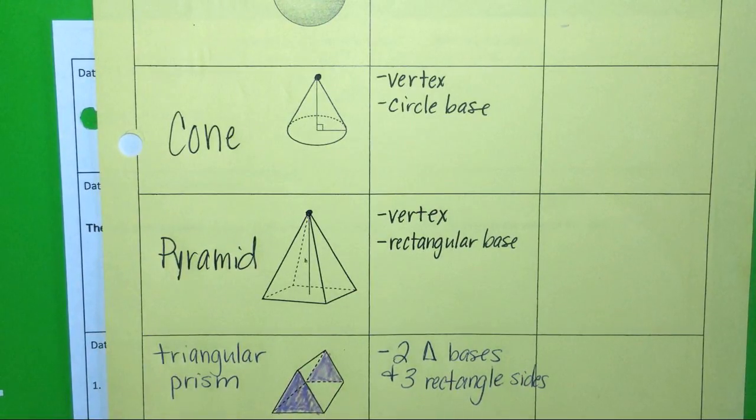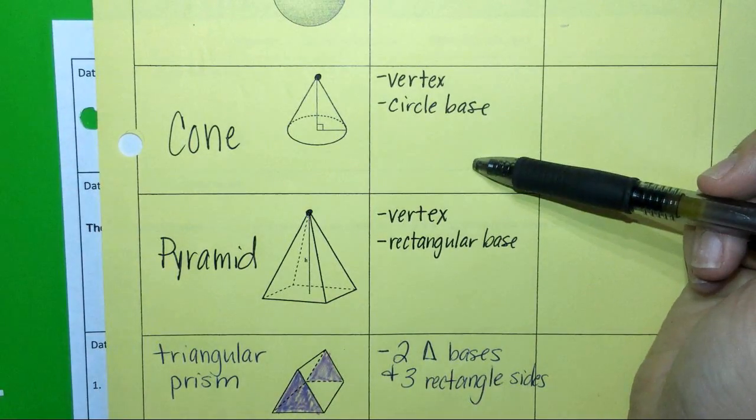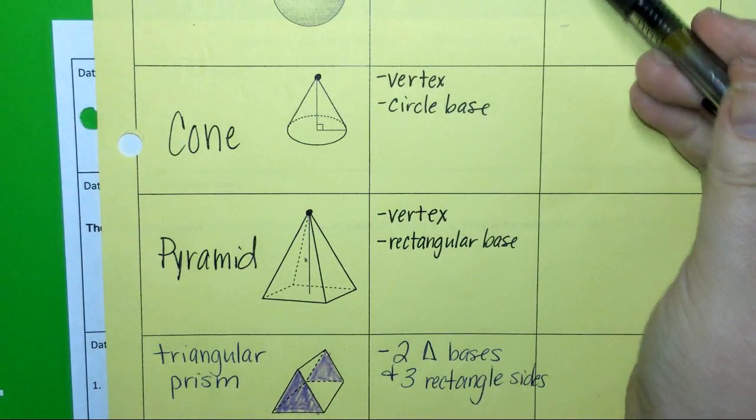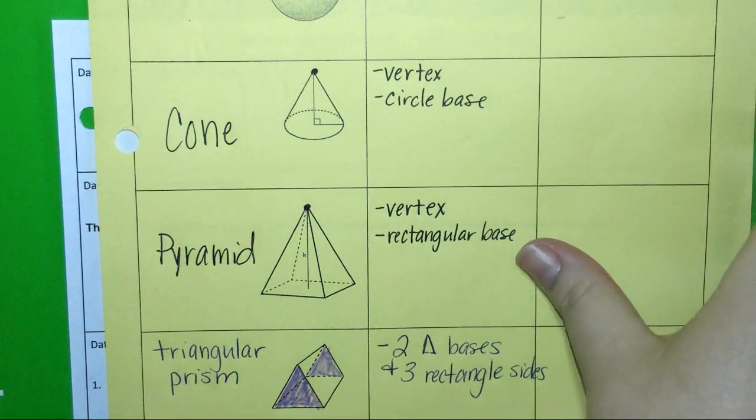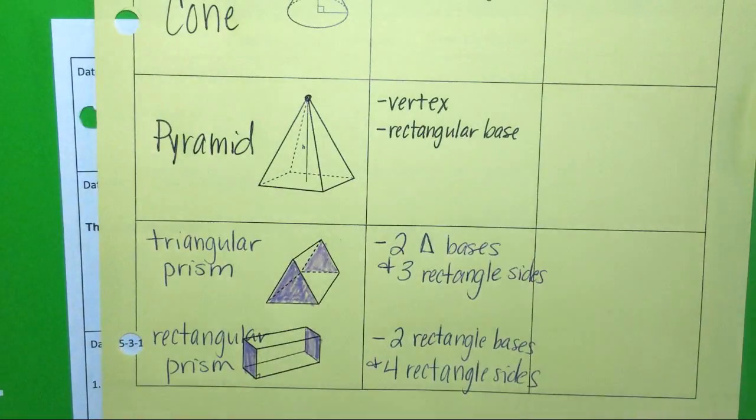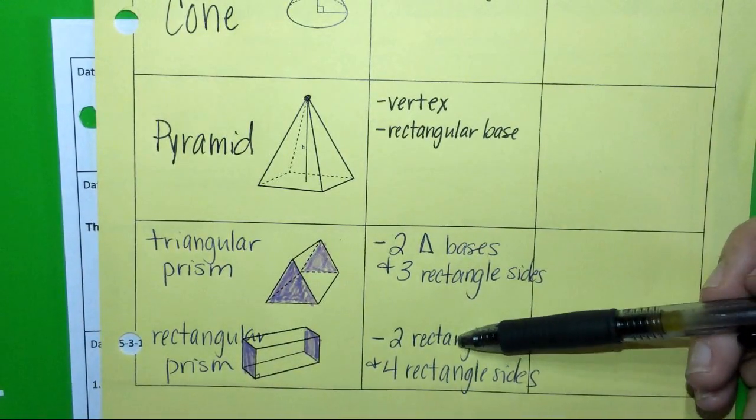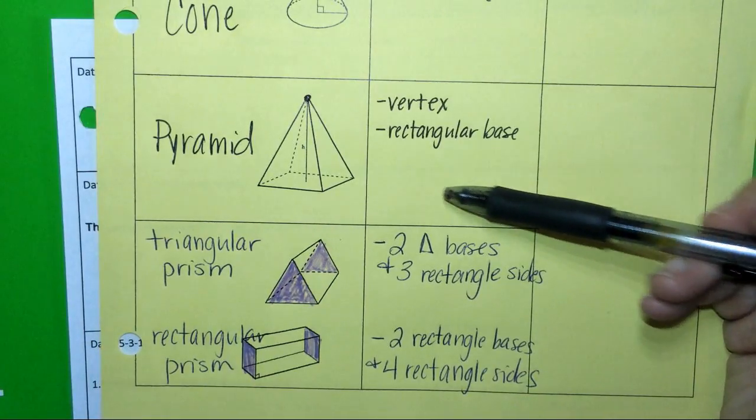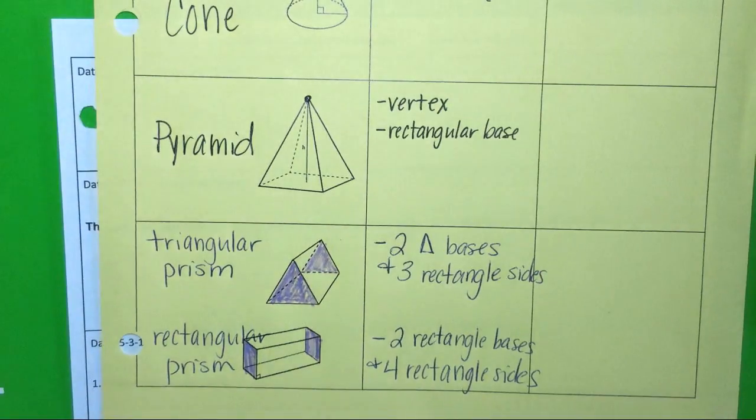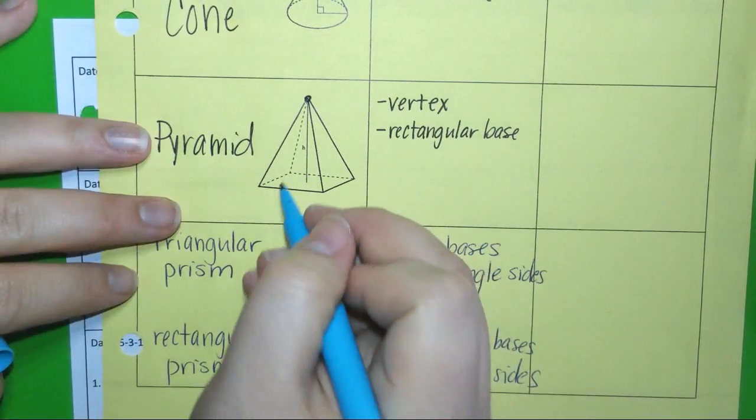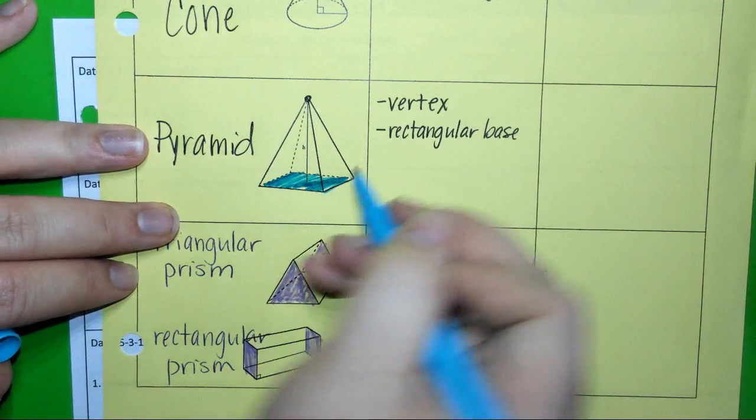Okay, so let's keep them straight. The cylinder obviously is not pointy, but it has two circle bases, whereas the cone has one circle base. And with the pyramid and the prism, again, the difference is how many bases do I have? If I have two bases, I'm a prism. Just the one base, and I'm a pyramid. And then you have to be able to identify that base shape. So if you would like to color in the base shape to make your life a little easier, that's always a good idea. At least then I know you can identify the base.